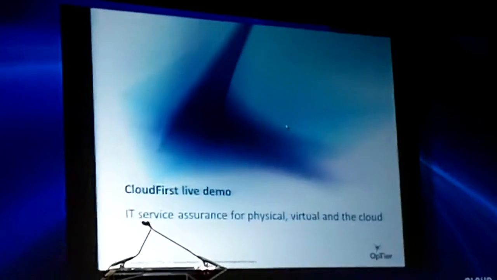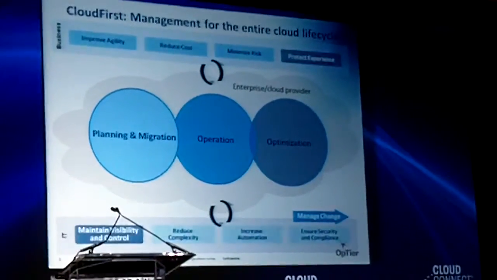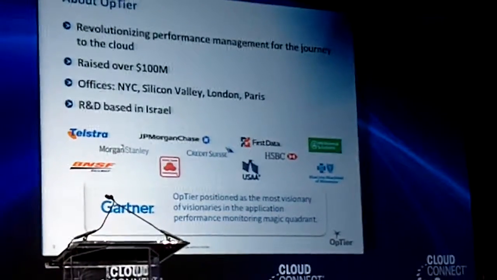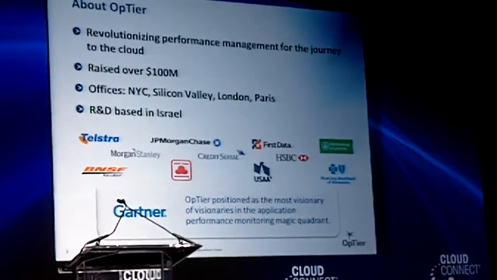So to summarize what we talked about today, Cloud First provides management for the entire cloud lifecycle from planning and migration, operation and optimization. And Optier is revolutionizing performance management for the journey to the cloud. Thank you very much.